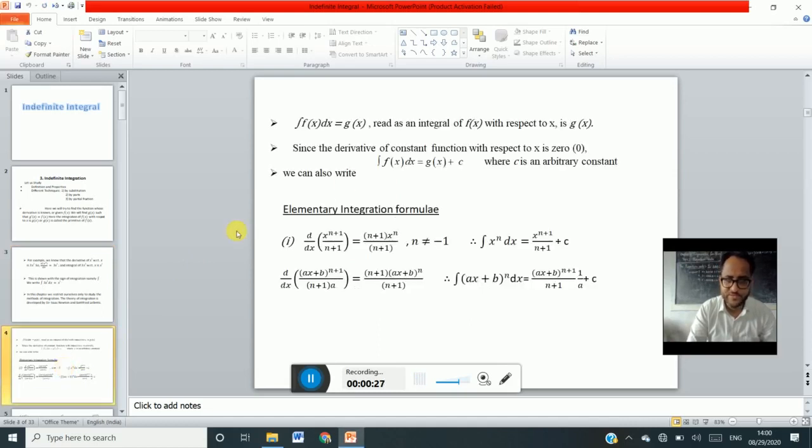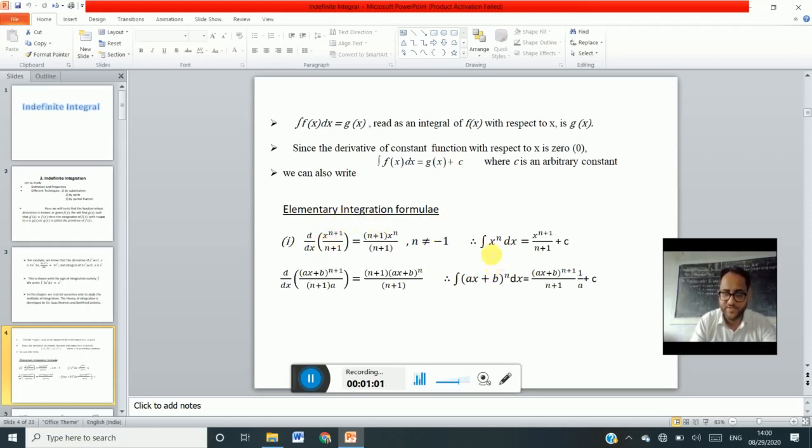Then see the next one. Integration of f of x is g of x. It is read as the integral of f of x with respect to x is g of x. Since the derivative of a constant function is 0, integration of f of x dx equals g of x plus c, where c is the arbitrary constant, right? Therefore in indefinite integral the constant of integration c is used, right? Now see some elementary integration formulas, right?